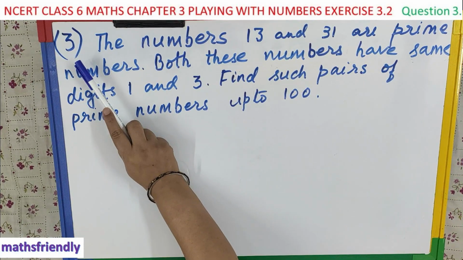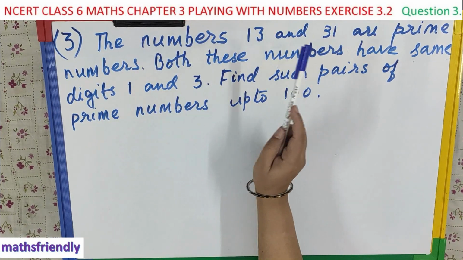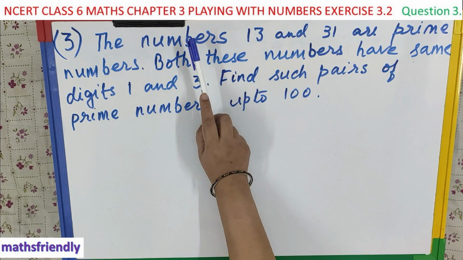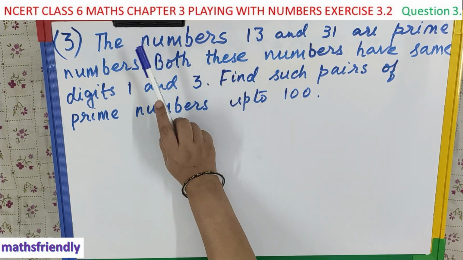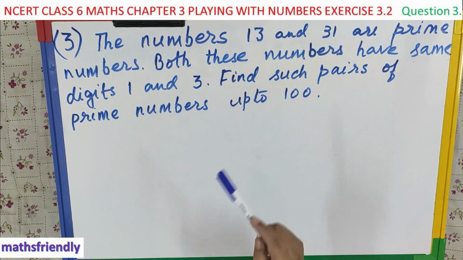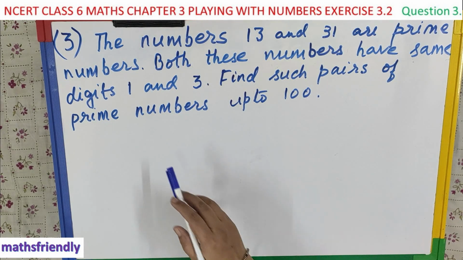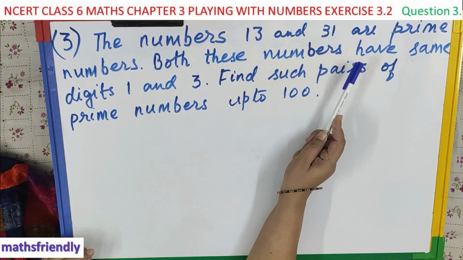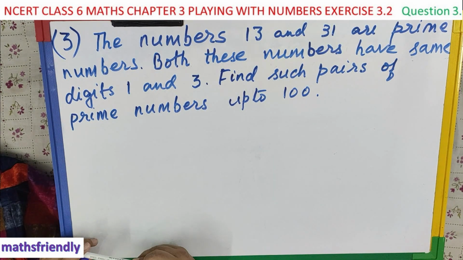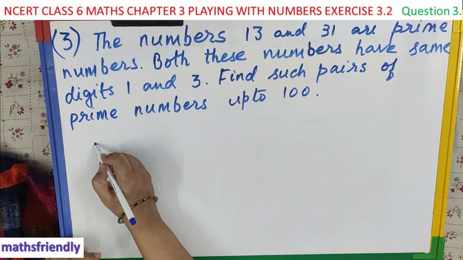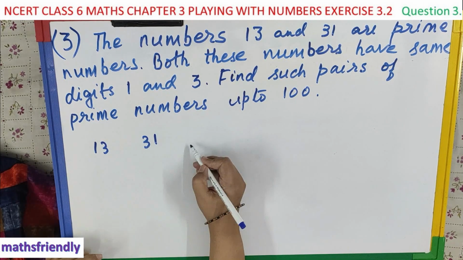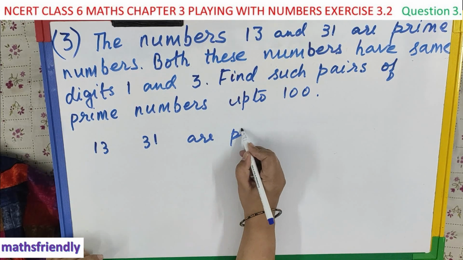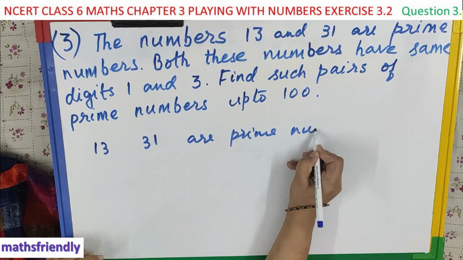In today's class we will do question number 3 of exercise 3.2 from chapter 3, which is Playing with Numbers, from the 6th class Maths NCERT book. Now let us see what the question is. First we have to understand the question, and then we can very easily do the solution. The question says the numbers 13 and 31 are prime numbers.